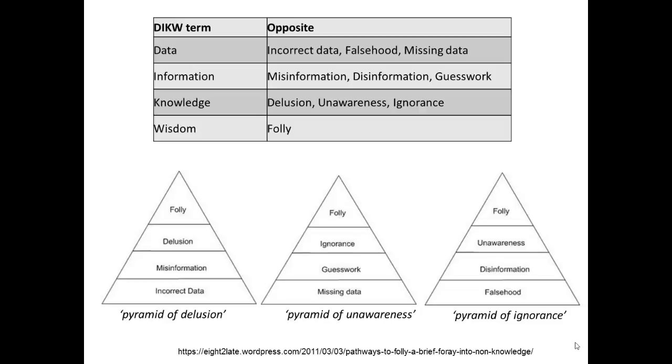And then he placed these onto some other pyramids, and he came up with 3 different alternative pyramids. One he called the pyramid of delusion, the pyramid of unawareness, and the pyramid of ignorance. In the first one, you have incorrect data for whatever reason. Maybe you incorrectly calibrated your machine, your data logger, which results in misinformation at the level of information, delusion at the level of knowledge, and they all end up with folly at the end of the day. So basically, through having incorrect information, we've resulted in incorrect decision making.